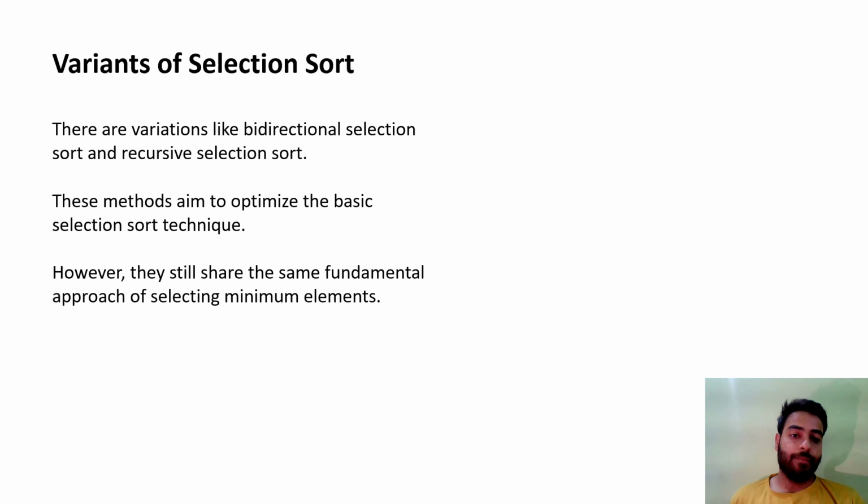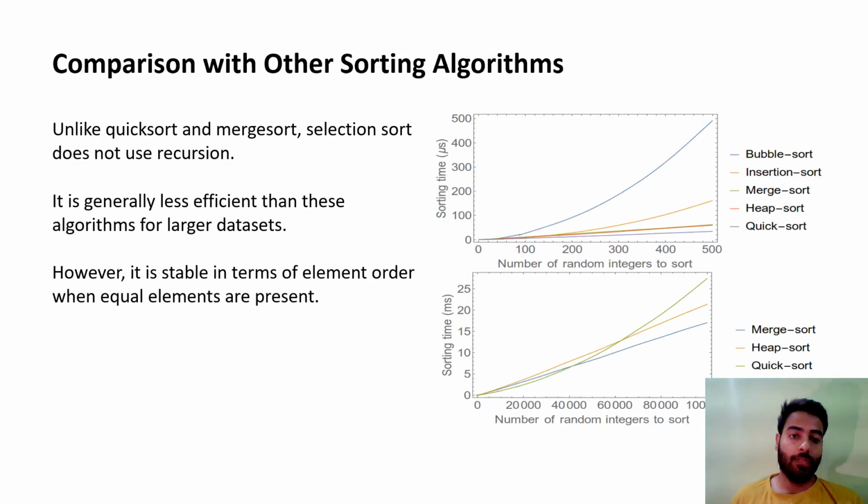Variants of selection sort. There are variations like bidirectional selection sort and recursive selection sort. These methods aim to optimize the basic selection sort technique. However, they still share the fundamental approach of selecting minimum elements.